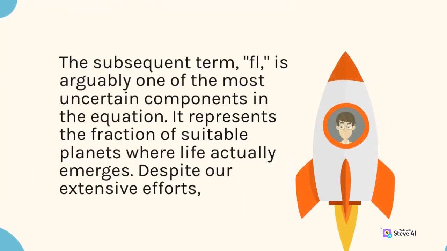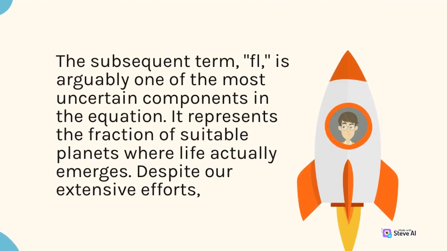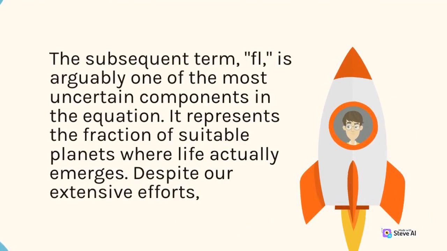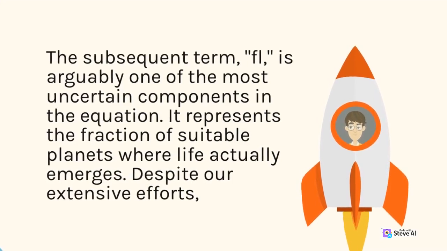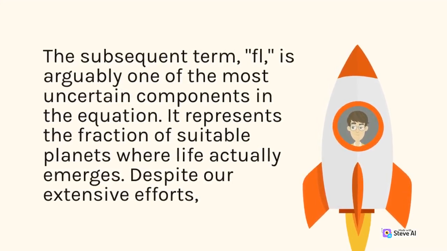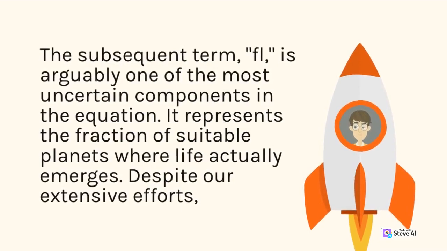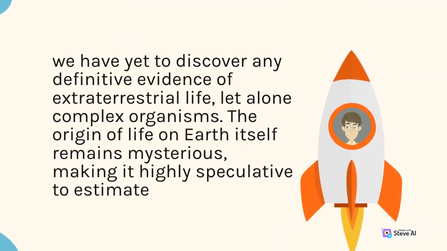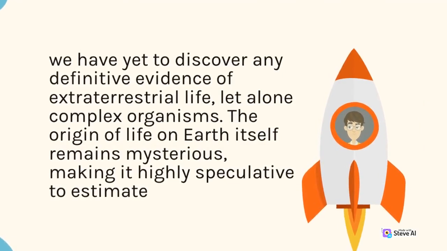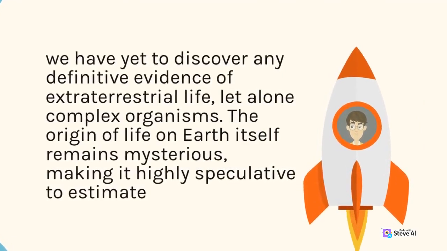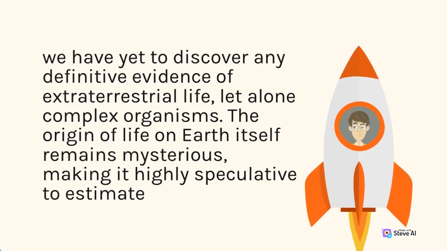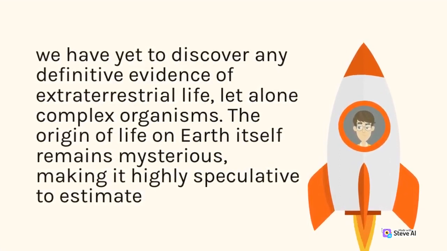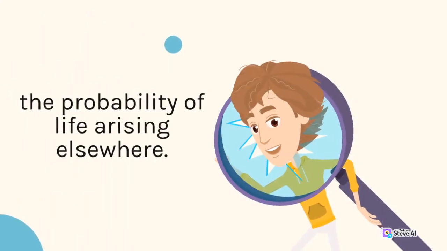The subsequent term, FL, is arguably one of the most uncertain components in the equation. It represents the fraction of suitable planets where life actually emerges. Despite our extensive efforts, we have yet to discover any definitive evidence of extraterrestrial life, let alone complex organisms. The origin of life on Earth itself remains mysterious, making it highly speculative to estimate the probability of life arising elsewhere.